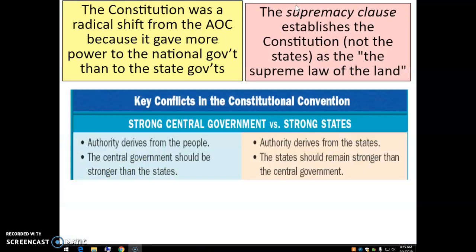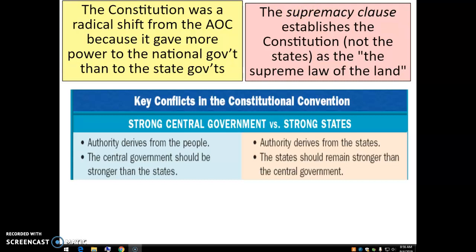And this is one of the things that the Federalists and the Anti-Federalists are going to heavily debate about: who should have more power? Should there be a strong central government or a strong state government? And the Supremacy Clause is what's going to come out of this.